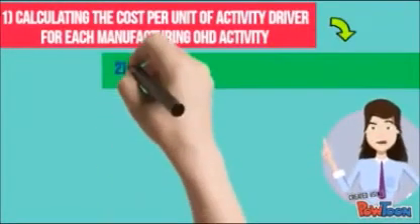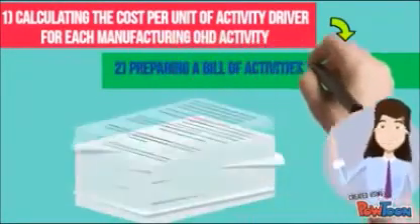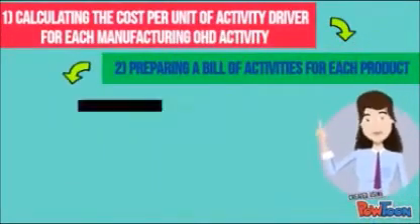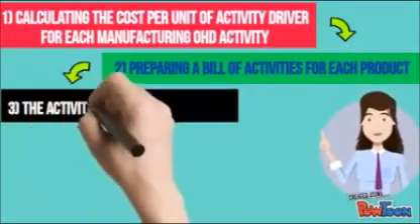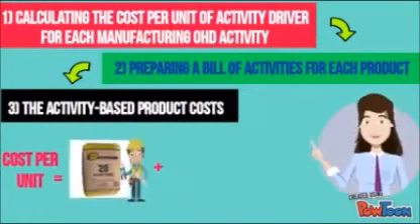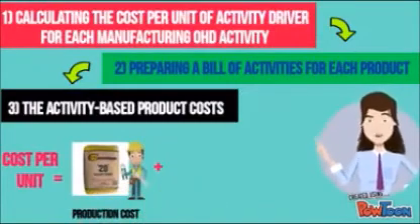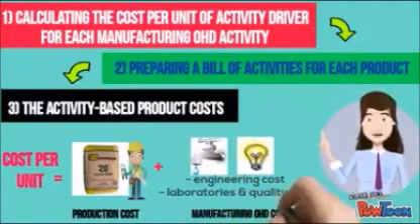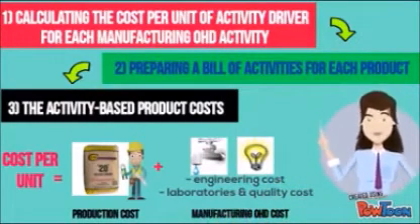Secondly, preparing a bill of activities for each product. Thirdly, the activity-based product cost, where the product cost per unit is estimated by adding direct material and direct labor to the manufacturing overhead cost per unit set out in the bill of activities for each product.